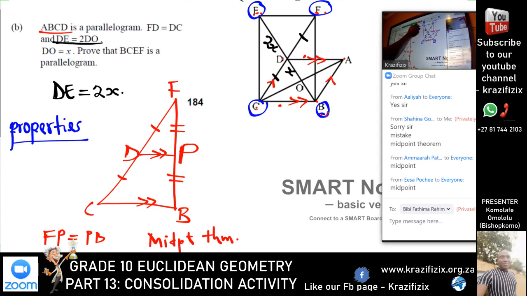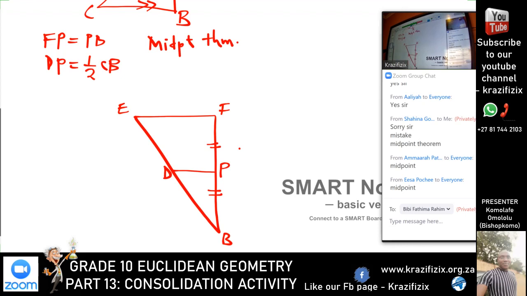So we proved that, let me use a blue, that this side is equal to that side. Are we okay? But I think it was Ramiz that said that the diagonals of a parallelogram bisect each other. Can I then say ED is equal to DB? Do we agree that the diagonals bisect each other? ED is equal to DB. Good.